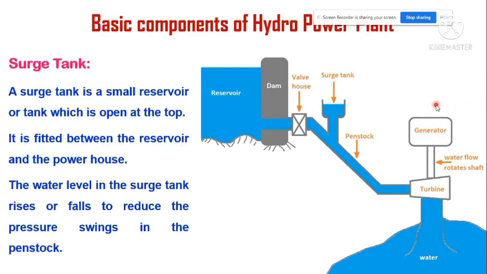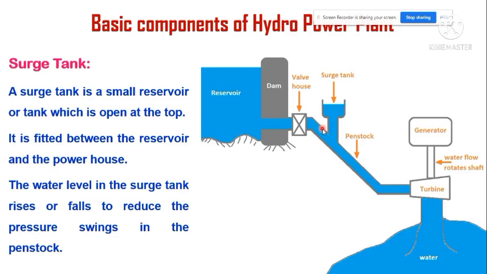Okay, next, surge tank. These surge tanks are usually provided in high or medium head power plants, where a considerably long penstock is required. A surge tank is a small tank which is open at the top. It is fitted between the reservoir and the powerhouse. This is a powerhouse where the power is generated, and this is the reservoir. Here, the surge tank is located in between the reservoir and the powerhouse.